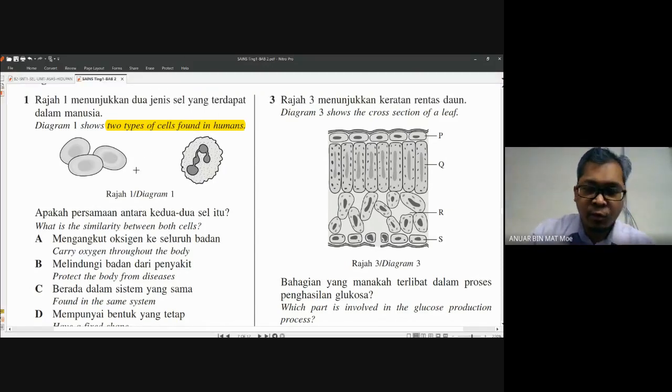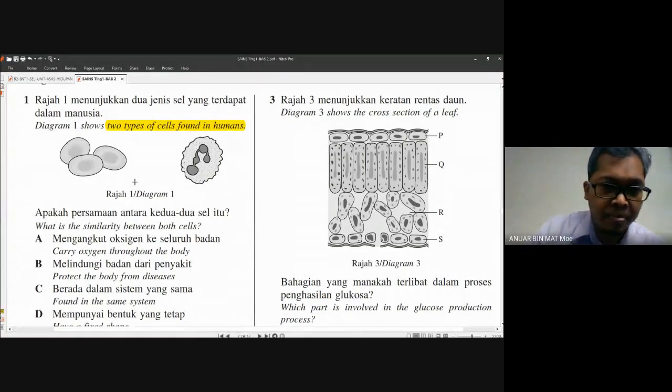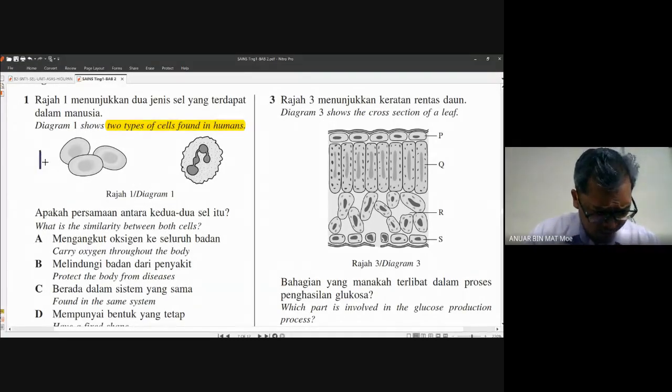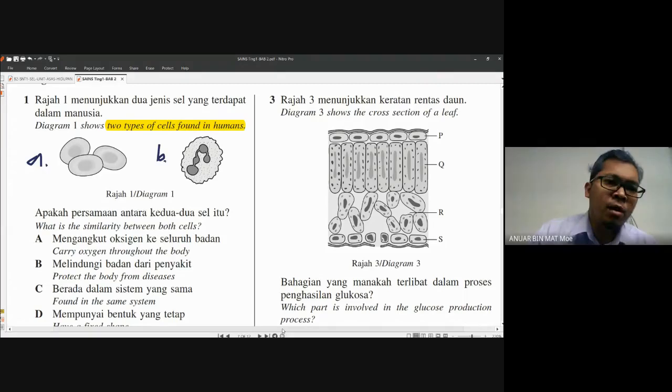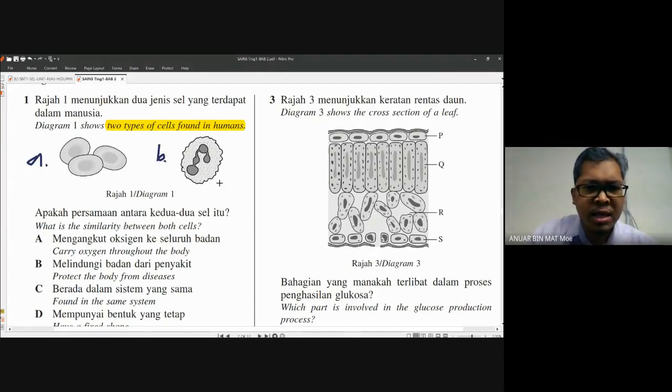Okay, so in this question, for example, it just gives you the picture of it. That's why I said earlier, before this, you must be able to identify the shape of the cell here. Okay, the first cell, the A cell. What is the cell? What's the name of cell A? Red blood cell. Okay, very good. And cell B is what? White blood cell.